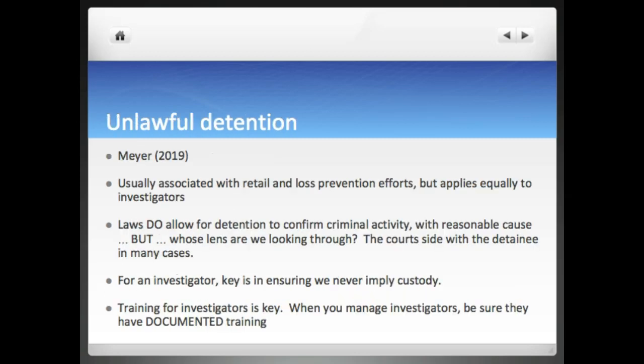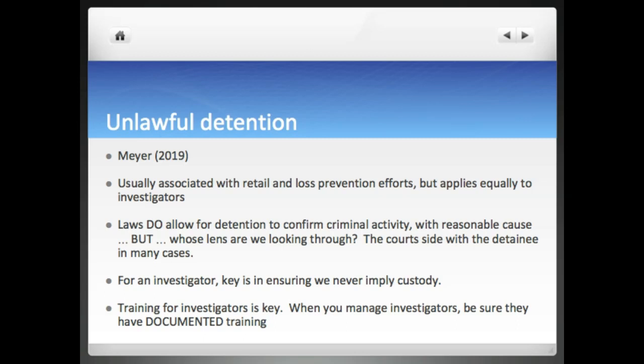And finally, I'd like to talk about unlawful detention. The Meyer article on unlawful detention really talked more about security guards detaining people, but an investigator can do it just as easily. It's really associated with loss prevention, I mean, realistically. And you have a shoplifter and a store loss prevention officer and store management have the right to detain a person to confirm criminal activity. They can say, I need you to step over here into a back room. I need you to step to the side here. I need you to show me that you didn't steal something. You have a right to do that. Now, the person can flee that detention.